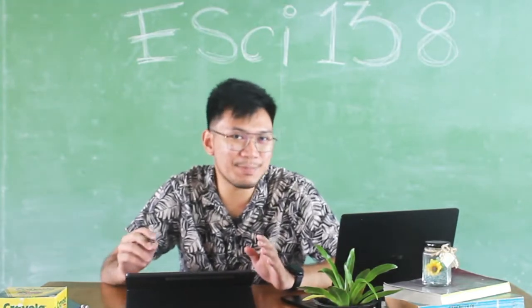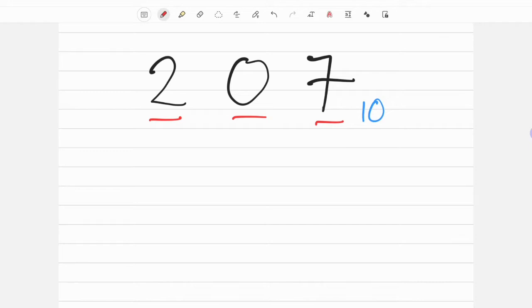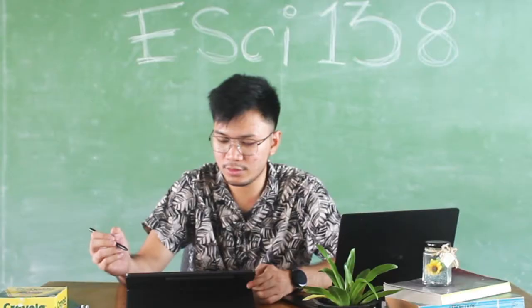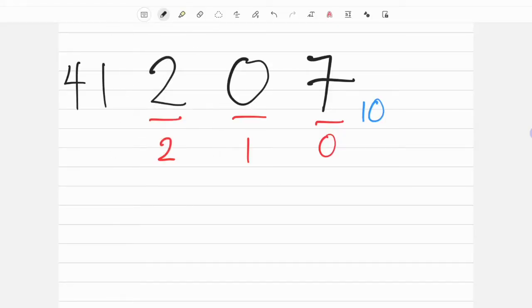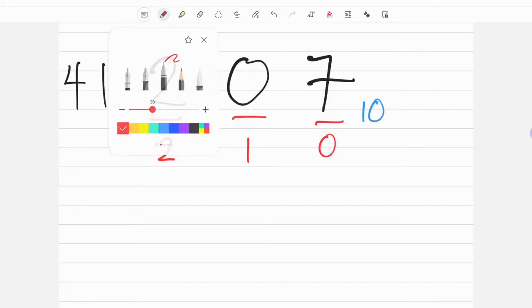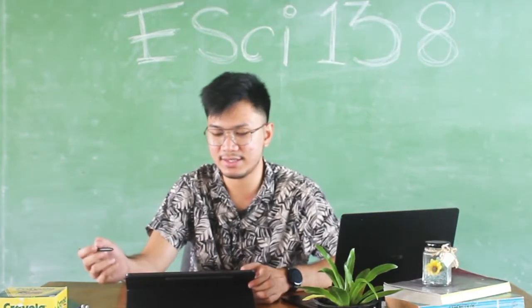Take note of the positions of 2, 0, and 7, and let's put them in order, starting from the right. So your 7 is position 0, your 0 is position 1, and your 2 is position 2. If there were more digits, the next would be position 3, and then 4. But for this example, we only use 3 digits.